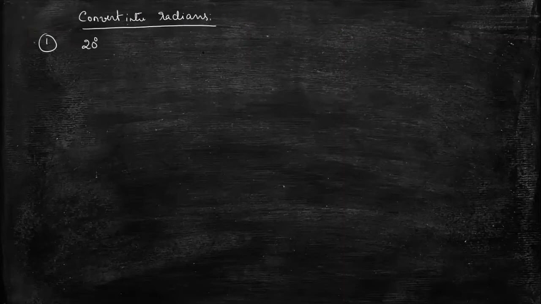So what we have to do? The angle should be multiplied by pi by 180, and I should simplify this in order to get the answer. 2 goes once, 2 goes 9 times. So what remains? Pi here and 9 in the denominator. So the answer I have got is in radian measure. That means 20 degrees equal to pi by 9 radians.